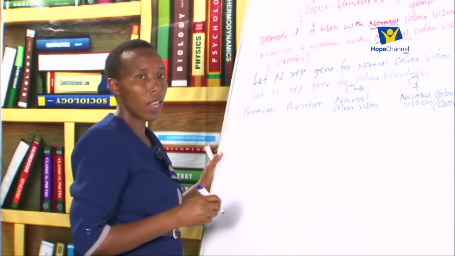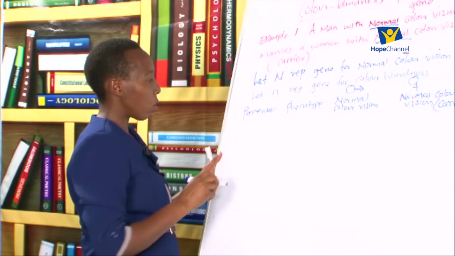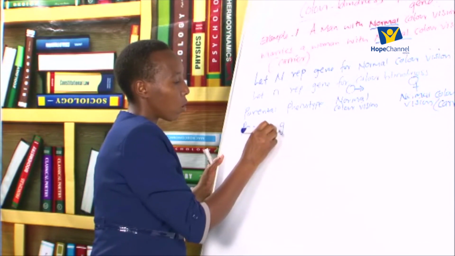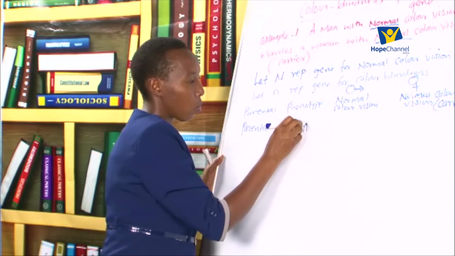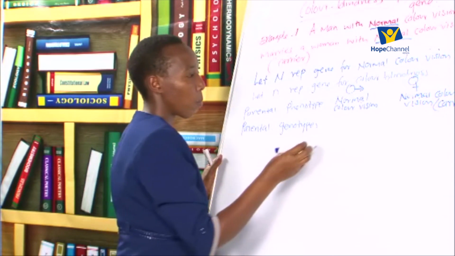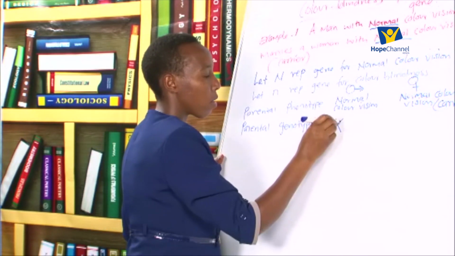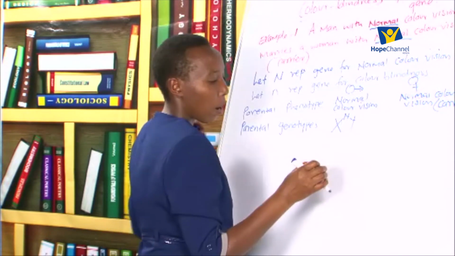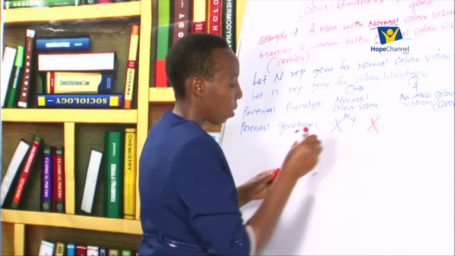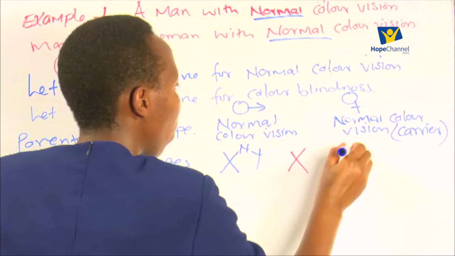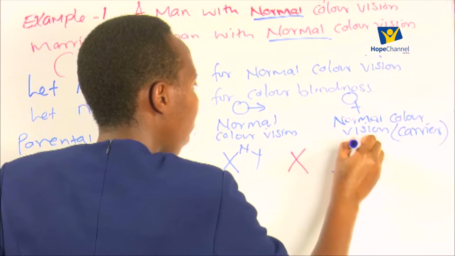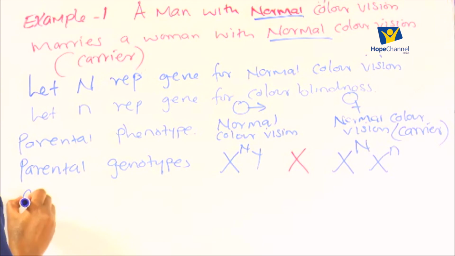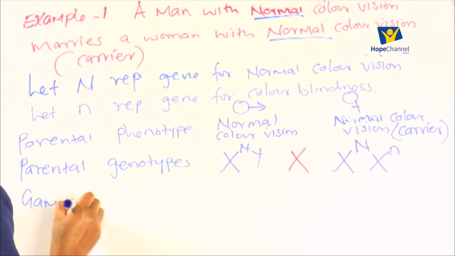So a carrier means having the recessive gene for the condition. So we say parental genotype. What are the genes for these two people? So parental genotype, we have a normal man. So this man has normal color vision. We are crossing these two with a female who has normal color vision, but she has a recessive gene. Then we go to gametes.